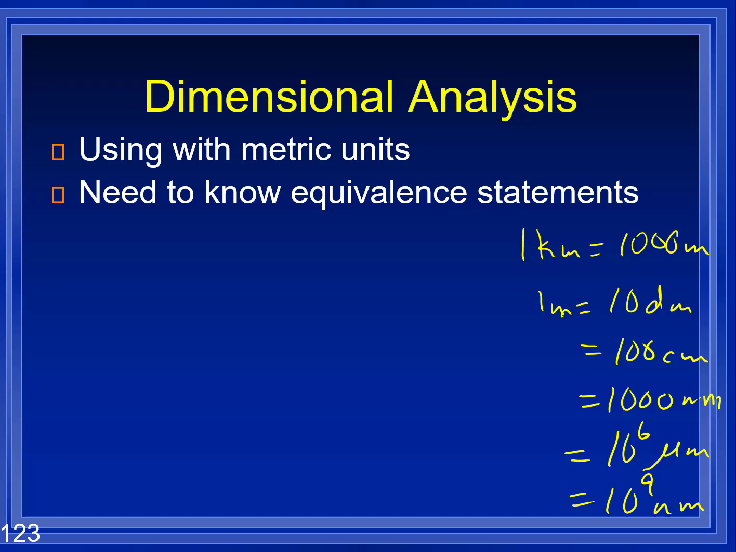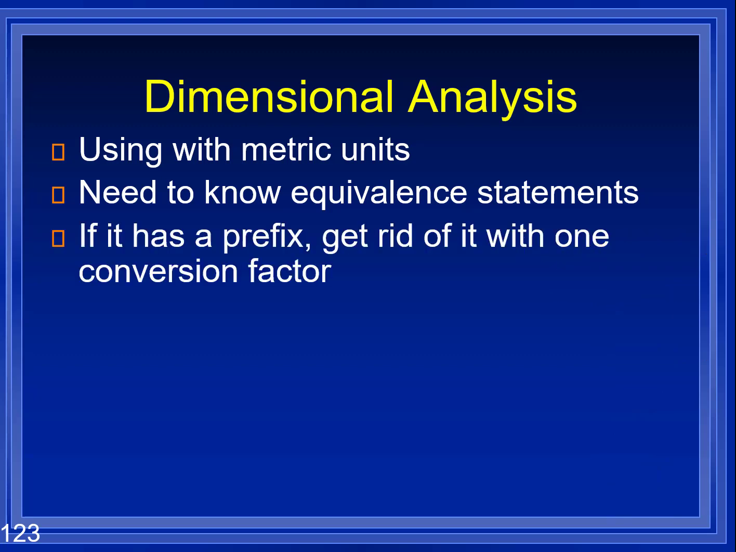Okay? And if you have a prefix, you want a conversion factor to get rid of that prefix. Because you can use those equivalent statements to put the prefix on the bottom and the base unit on top. Whatever prefix they give you, you can set up a conversion factor that has that prefix on the bottom and the base unit on top. If they give me kilometers, I can put kilometers on the bottom and meters on top. If they give me micrometers, I can put micrometers on the bottom, meters on top.